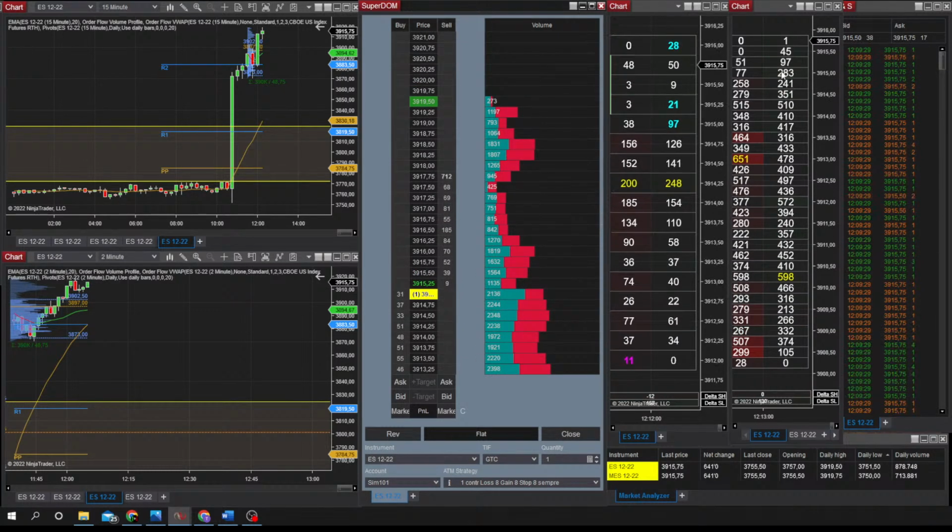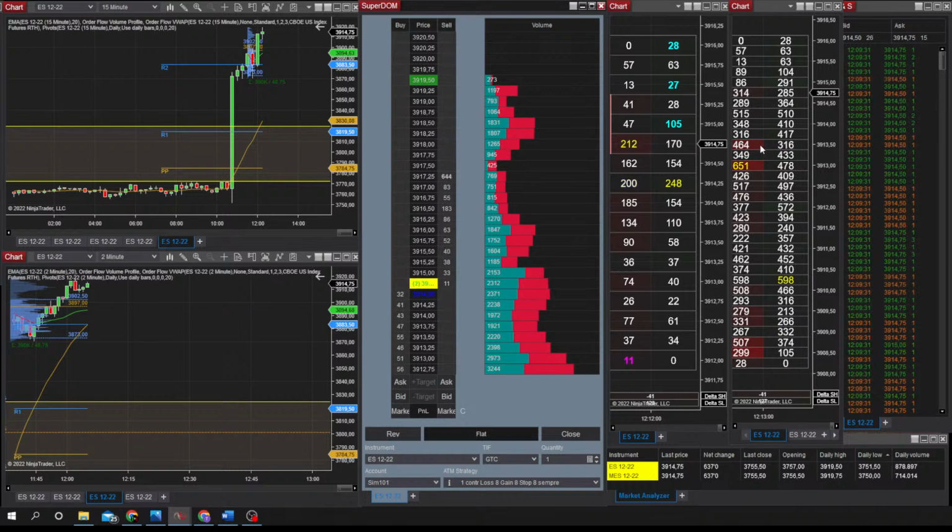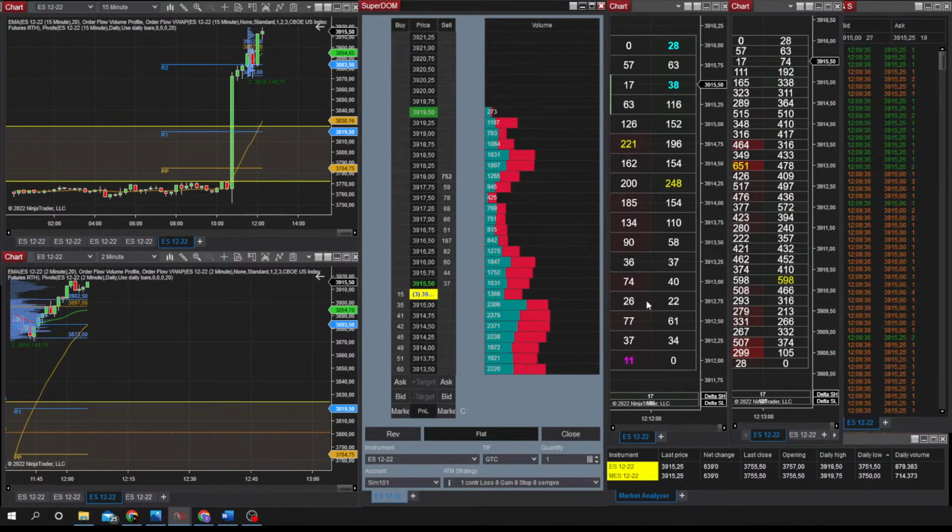We see that sellers tried. There were lots of buyers here. It reached the 16 and did not pass through it. Let's see. It's facing difficulty passing the 16.